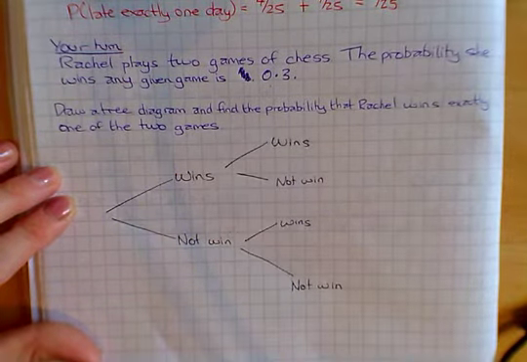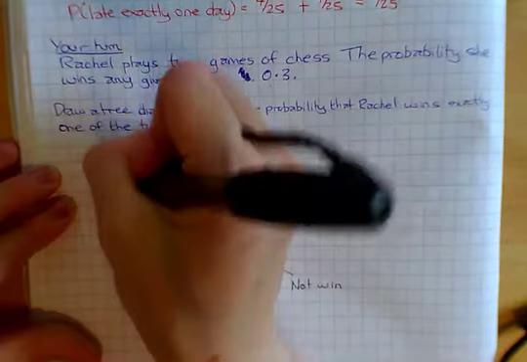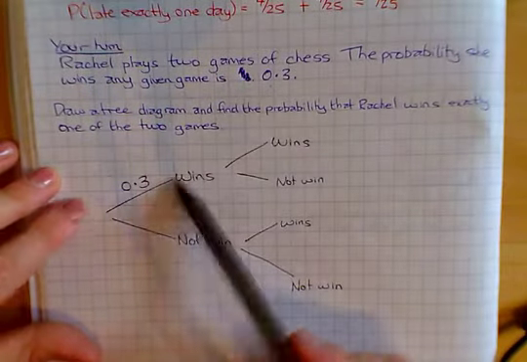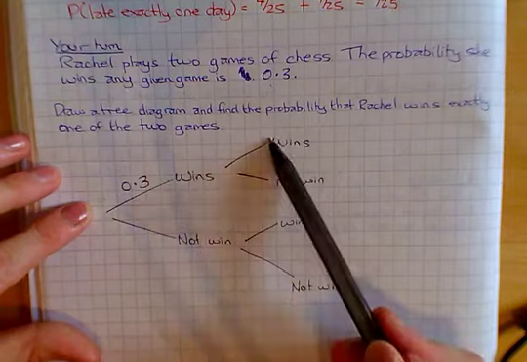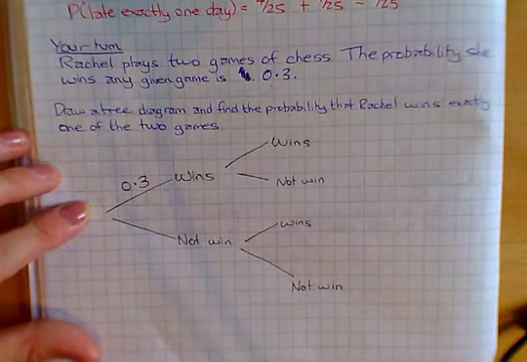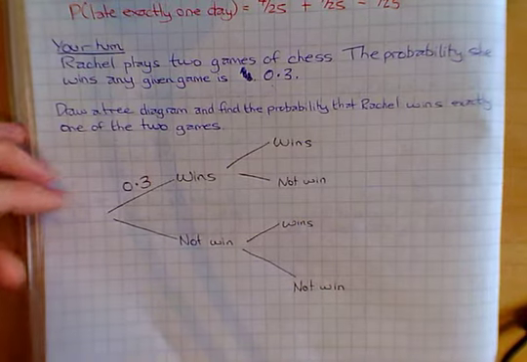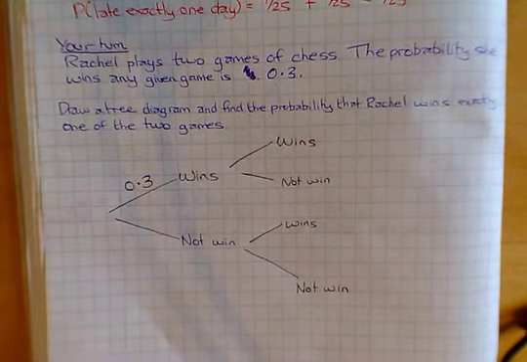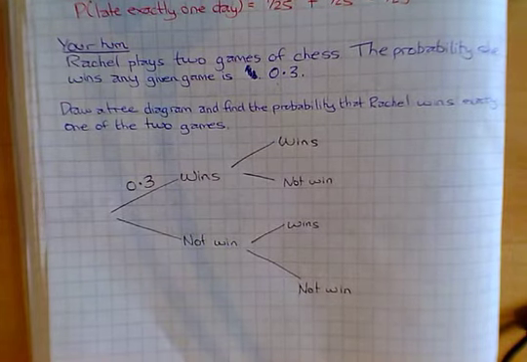And we are told that the probability that she wins any given game is 0.3. And remember that each set of branches, so these branches, and then these 2, and these 2, would add to 1. So each pair would add to 1. So pause the video now, complete the tree diagram, and then calculate the probability that she wins exactly one game.